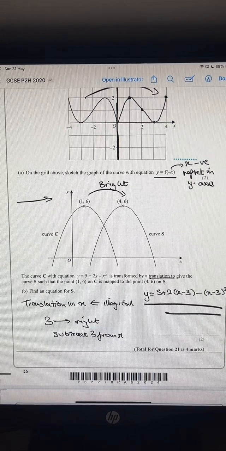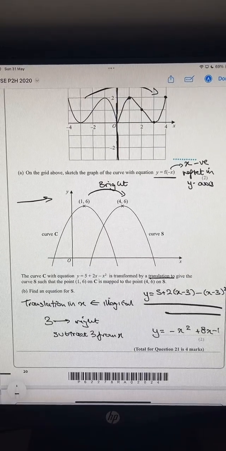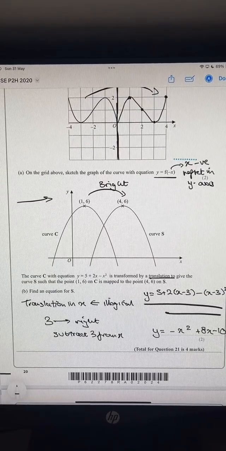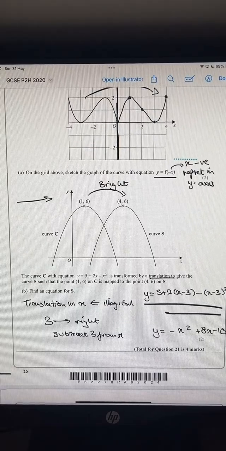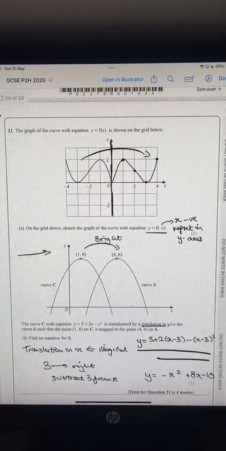If you did expand it out, I'll just write down the answer for you guys. Here, I believe, is y equals minus x squared plus 8x minus 10. I think so. But yeah, you can just keep it. You don't have to simplify it unless it tells you to. Here, it just says find an equation. This is an equation for S.